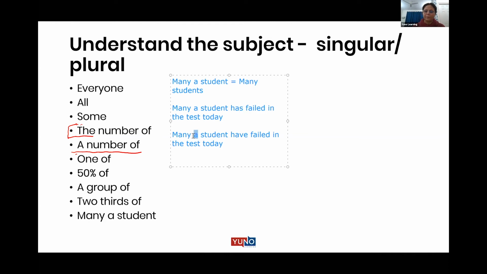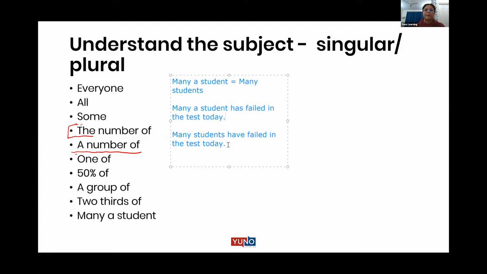Here, if I put many students, the meaning is the same. There is no difference in meaning. Both mean the same. So, many a student has failed in the test today. Many students have failed in the test today. They have the same meaning. But if you use many a student, then it should be singular. Many a student has. This is the way we put it.